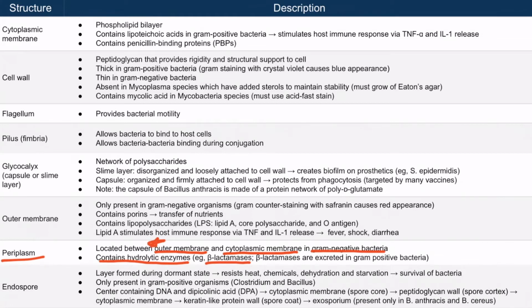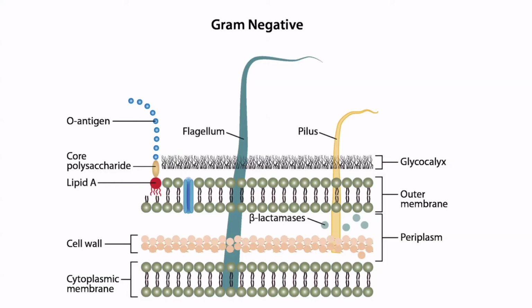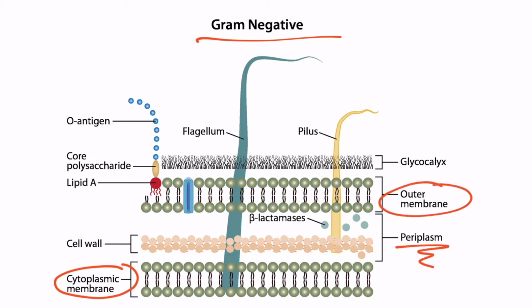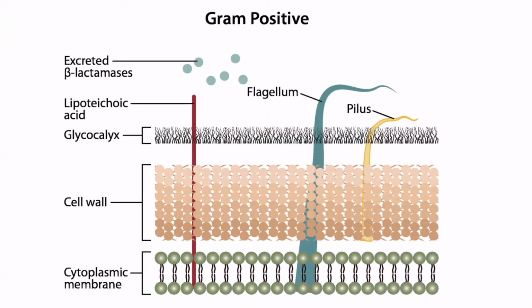However, gram-positive organisms still have beta-lactamases. They're just excreted, so they go into the extracellular environment. So gram-positive organisms will excrete the beta-lactamases into the extracellular environment instead of keeping them in this periplasm. Looking at the gram-negative bacteria, we can see the cytoplasmic membrane here, the outer membrane here, and the periplasm is the space between the two. And once again, this space contains beta-lactamases. Once again, gram-positive organisms don't have an outer membrane, so they don't have a periplasm, and their beta-lactamases are excreted, which you can see here.